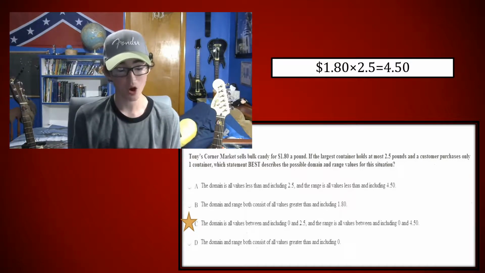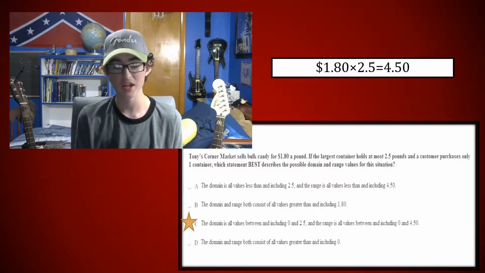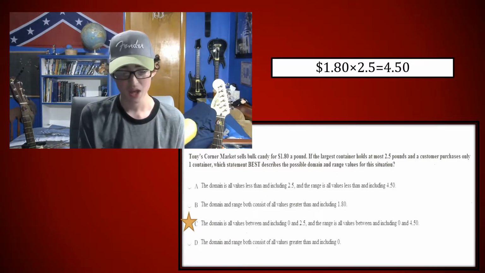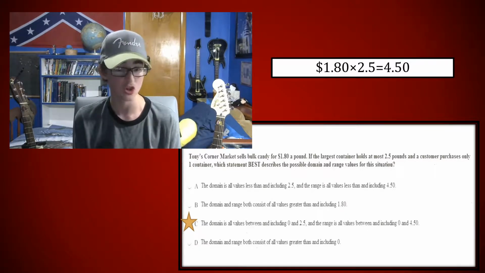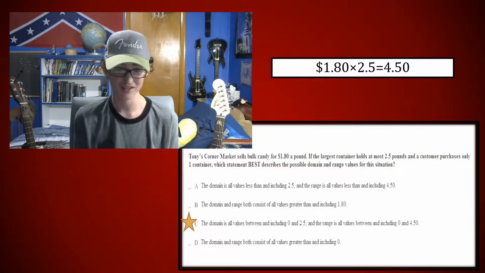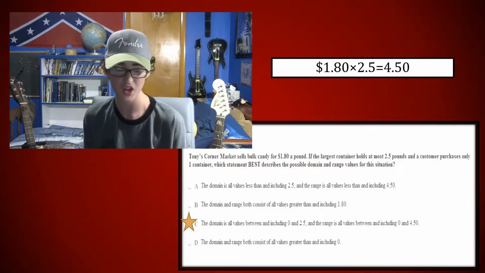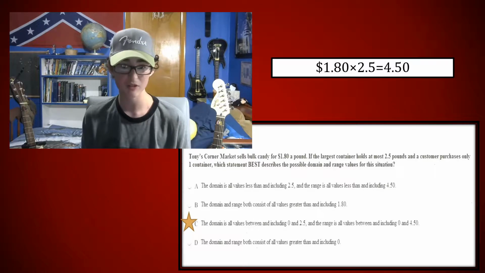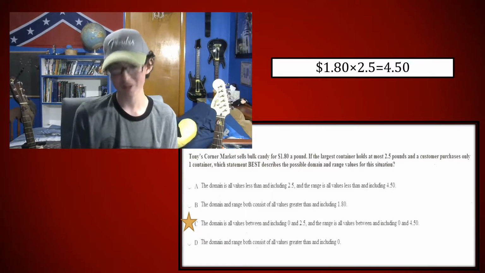C, the domain is all values between and including 0 and 2.5, and the range is all values between and including 0 and 4.50. Well, it doesn't go into any negatives, and it goes to the price we need. So that could be it, but we need to check to make sure, because you don't want to get it wrong. Answer D. The domain and range both consist of all values greater than and including 0. Well, we already know the max amount is 4.50, so it can't go past it, so D must be wrong, so C must be the correct answer. Props to you if you got it right.